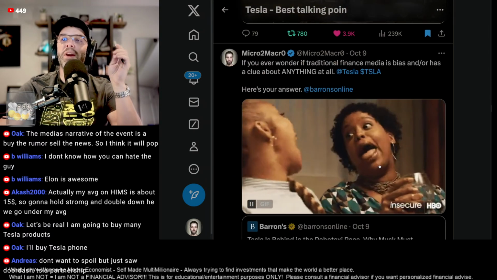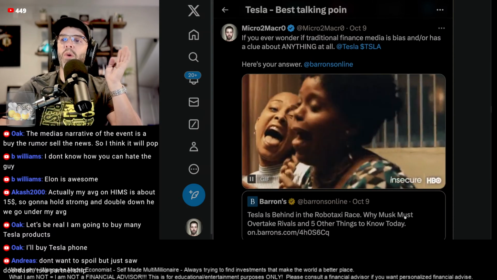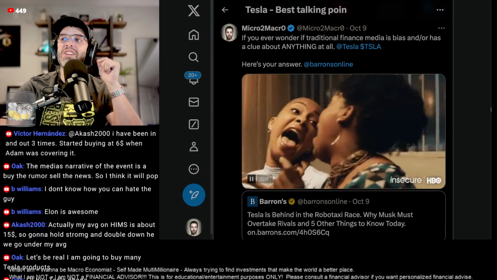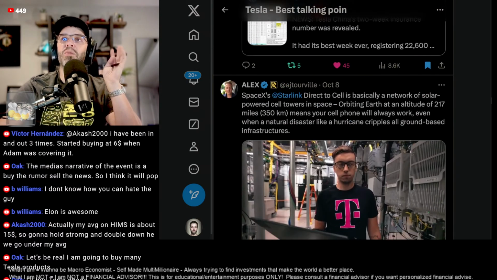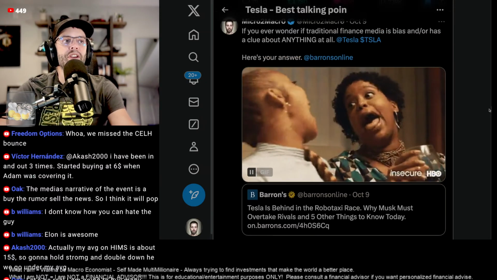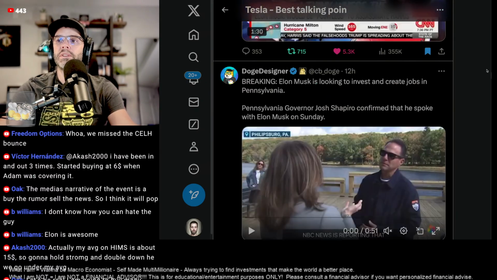Oh yeah, Barron's: "Tesla's behind on the robotaxi. Why Musk must overtake rivals and 5 other things to know." Again, just a joke. Tesla's behind on robotaxi. They post this like a day and a half before the unveiling. Pure stupidity. Okay? Super dumb people.